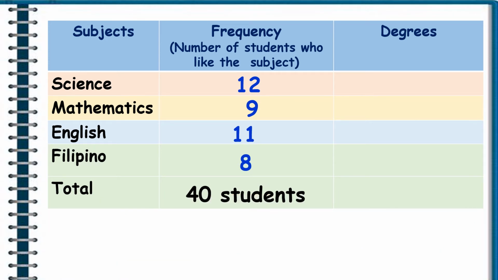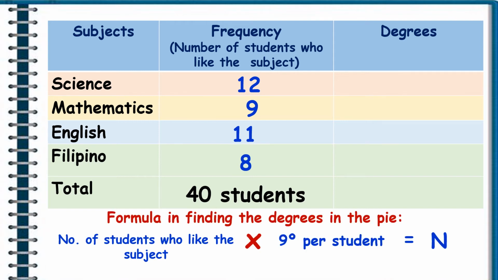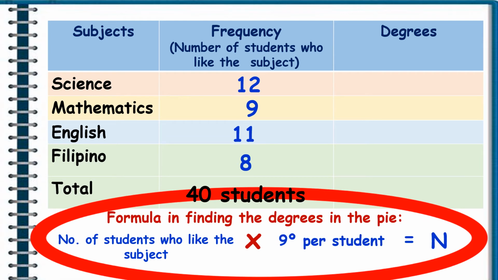We already know that 9 degrees is allotted for each student in the pie that we will make. We can now get the corresponding degrees for each subject. We will do this by multiplying the frequency or the number of students who like the subject by 9 degrees. Are you ready to use your multiplication skills? Let's start! First, we have science.